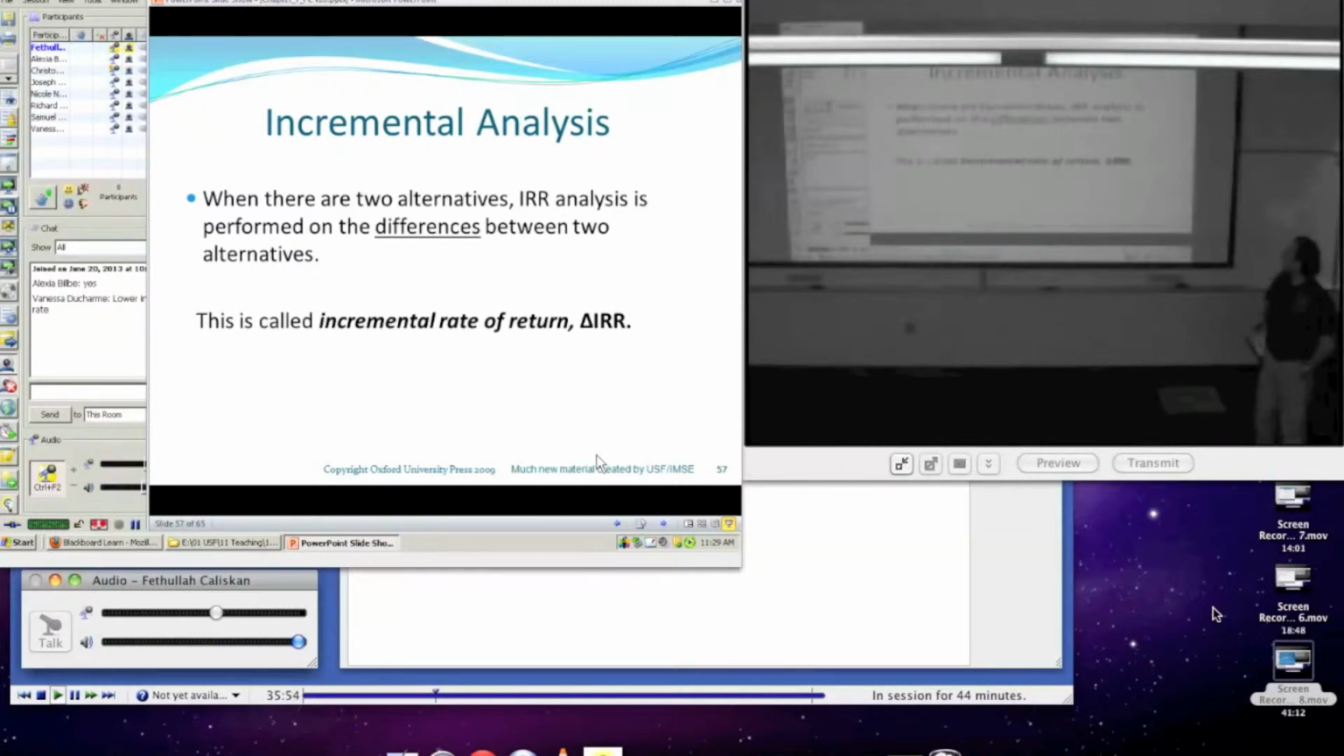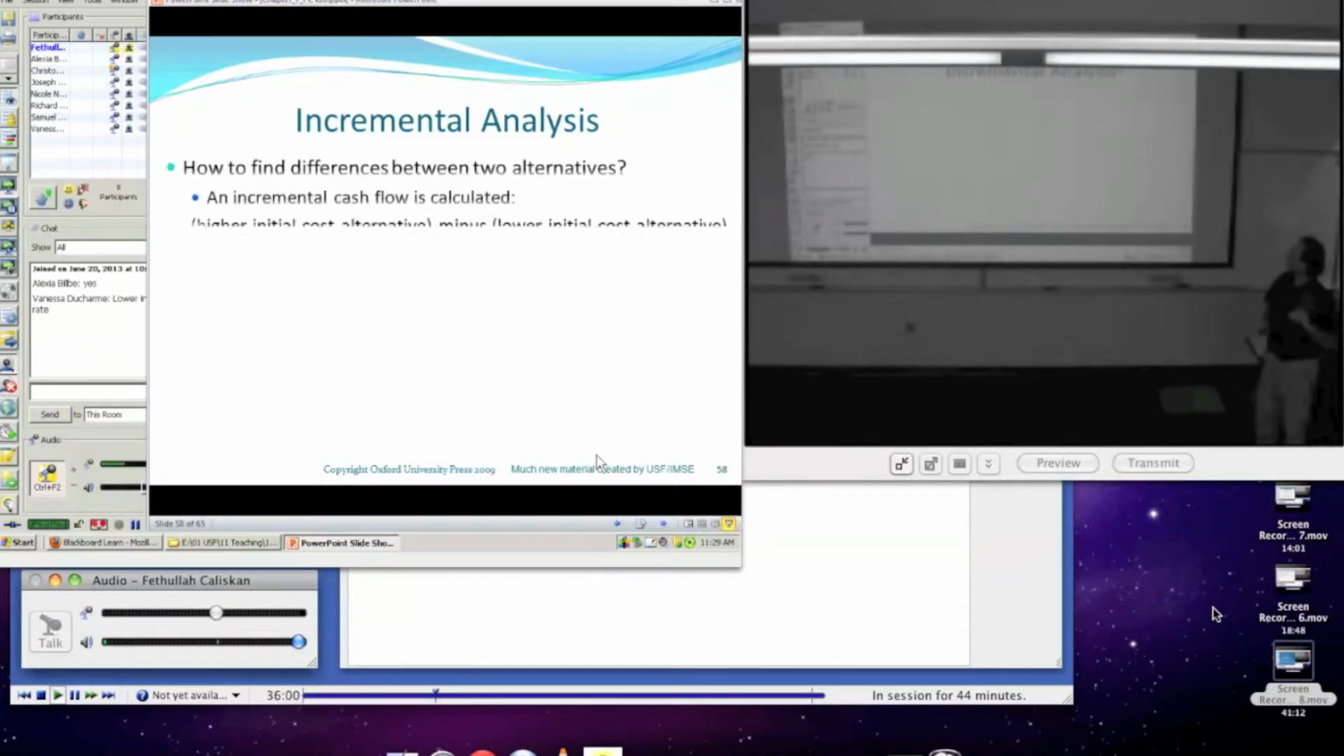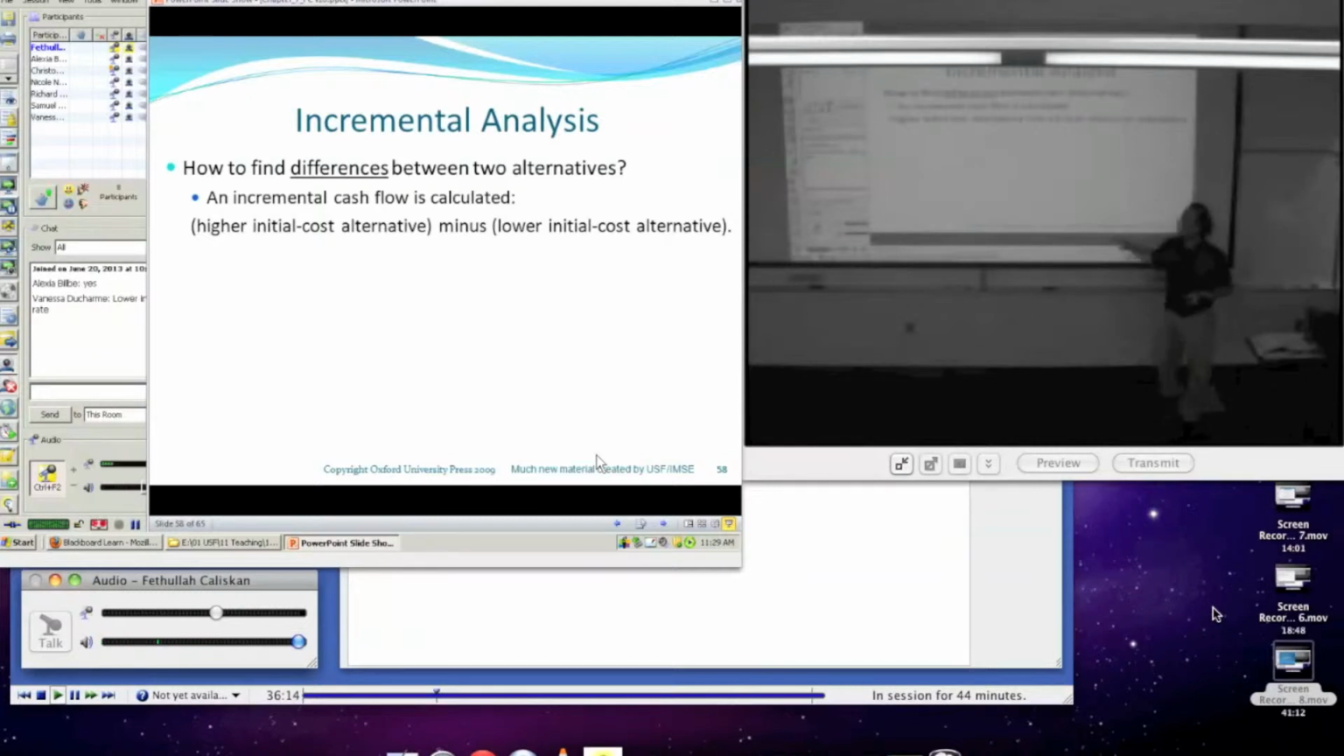Now, internal rate of return applies on the differences. So how to find the differences then? There's A and B or X and Y alternatives. An incremental cash flow is calculated. Incremental cash flow: the higher initial cost alternative minus the lower initial cost alternative. This is how we find the increment, the difference between two alternative options.